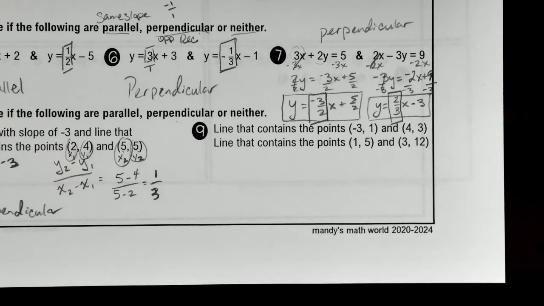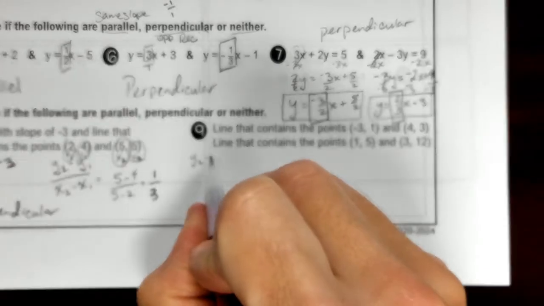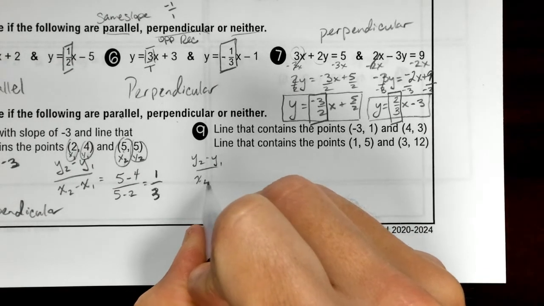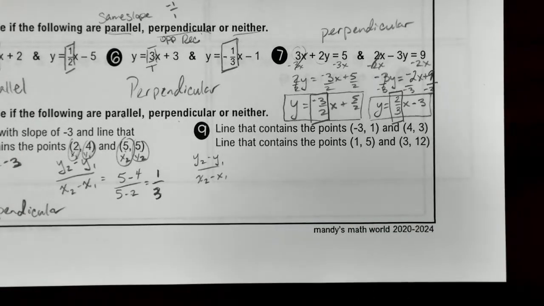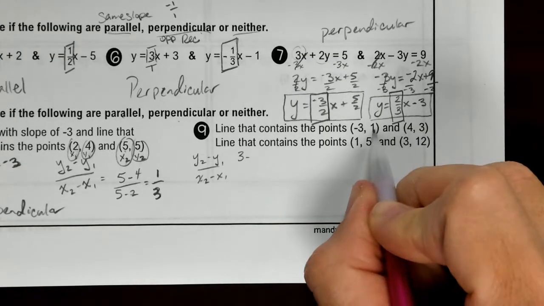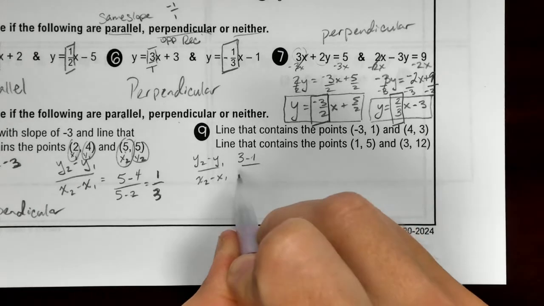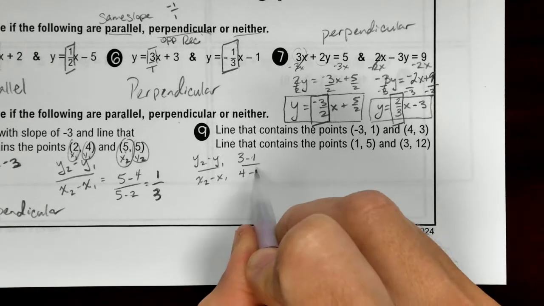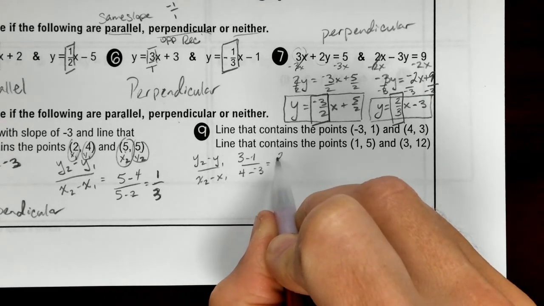Alright, Hayes, help me out. I've got a line that contains the points negative 3, 1, and 4, 3. We're going to plug into the slope formula. Again, that's y2 minus y1 over x2 minus x1. Okay, so y2 is 3 minus y1 over x2 minus negative 3. So it equals 3 minus 1 on top.